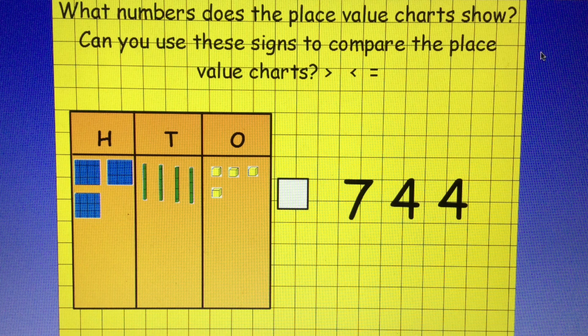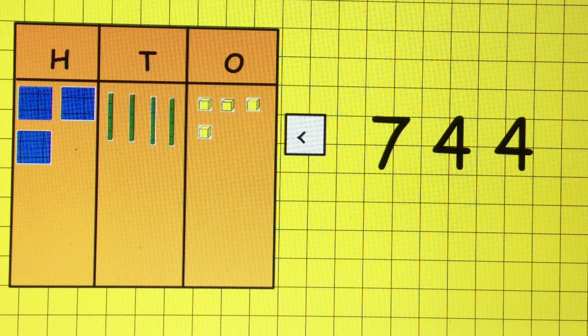We can start by just comparing the hundreds. If the hundreds are the same, then we can compare the tens and then the ones. But if they are different, then we know which is the larger number. The first number has 300s and the second has 700s. 700 is bigger than 300, so that is the side the crocodile will eat. 344 is less than 744.